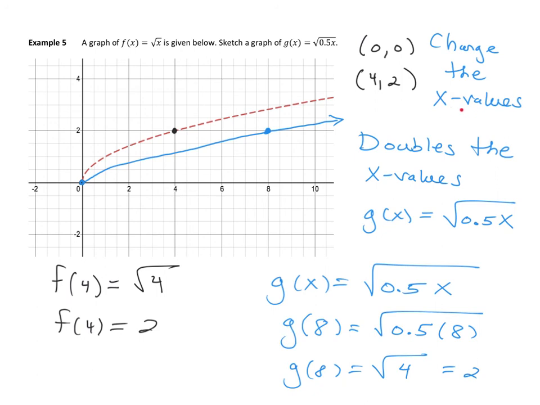Changing the x's is strange. You have to kind of think backwards. You have to think about a number that'll work nicely within the function. But that is it for this example.